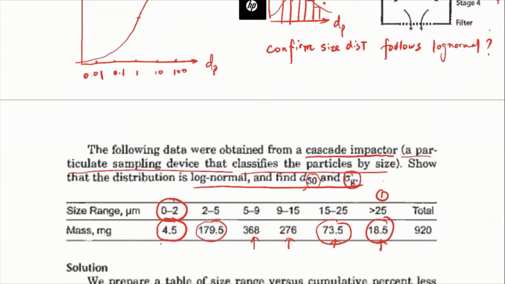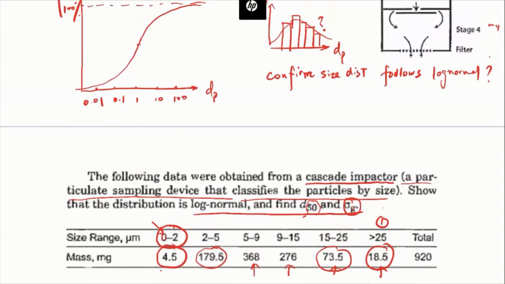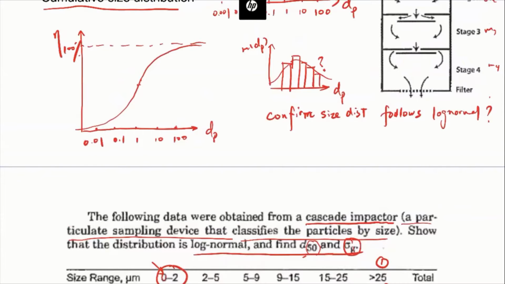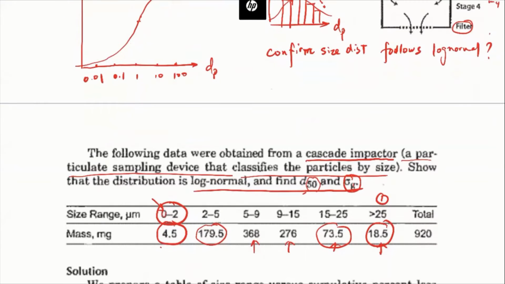Finally, for 0 to 2, of course, we cannot find a stage that has a cut size of 0. So the way we measure that is by letting the remaining particles go through a filter. The filter will collect all the particles that remain, right? So this will give us the mass for the smallest particles. Now it wants us to confirm that this size distribution follows a log normal size distribution.